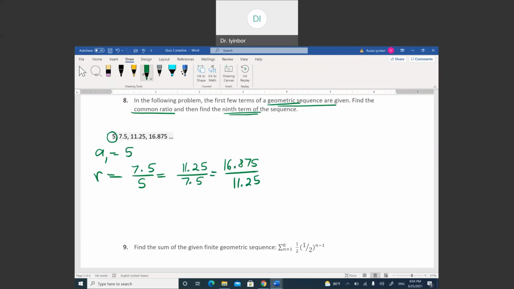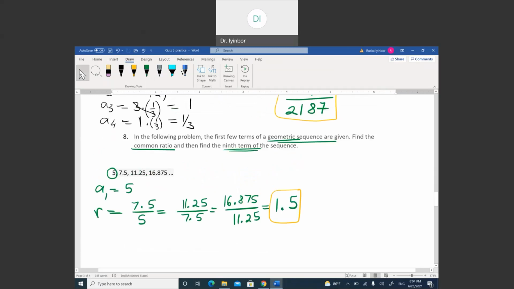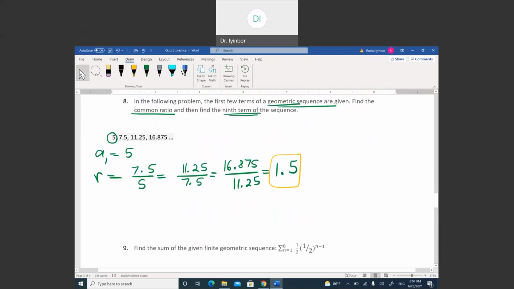When I divide 7.5 by 5, it's going to be 1.5. When I divide 11.25 by 7.5, it's also 1.5. When I divide 16.875 by 11.25, it also gives me 1.5. So this is the property of the common ratio. So the common ratio is 1.5. Then we have to find the 9th term. Here we have to find the 9th term.